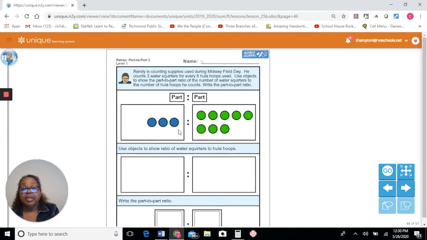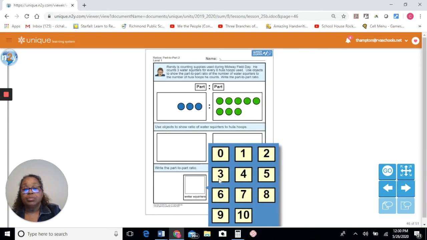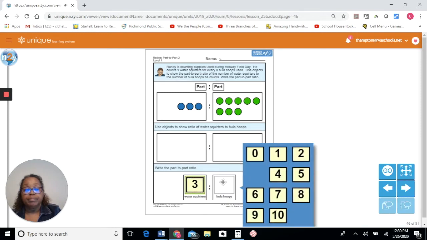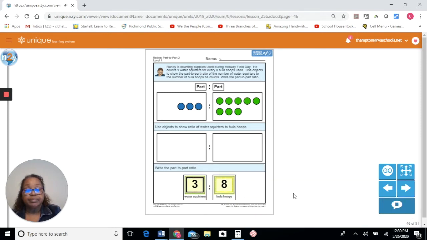And here we see again 3 water squirters to 8 hula hoops. And again, we can write that 3 to 8. The comparison would be, if we use the objects again, 3 water squirters, 1, 2, 3 to 8 hula hoops.